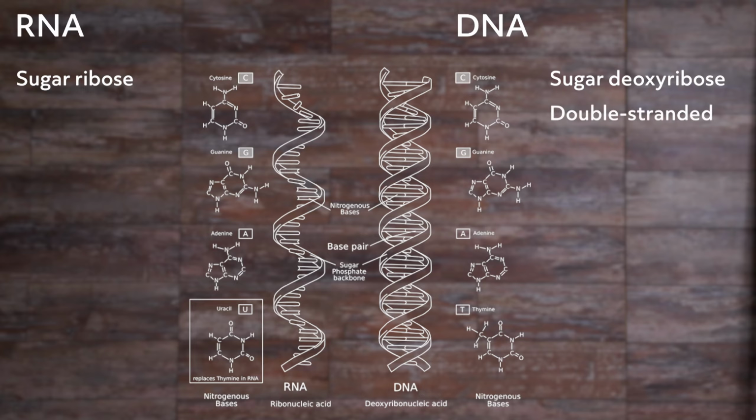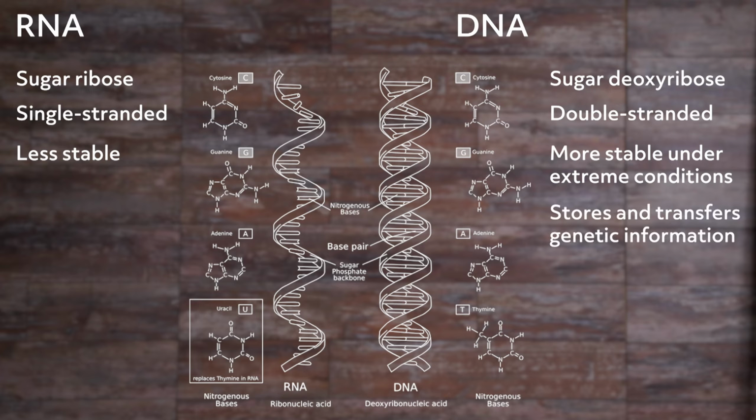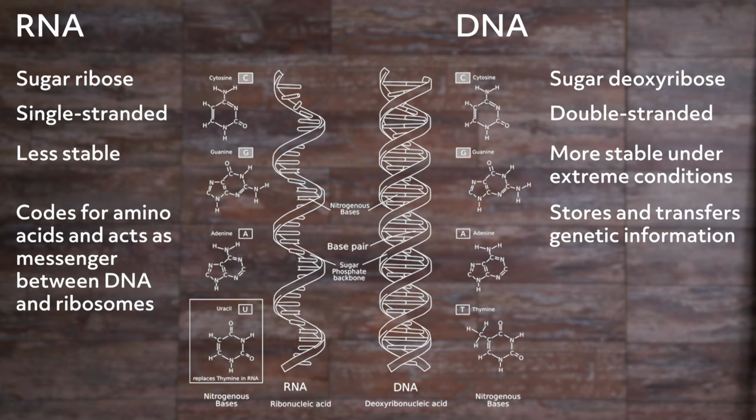DNA is double-stranded. RNA, on the other hand, is single-stranded. DNA is more stable under extreme conditions, but RNA is not very stable due to it only being single-stranded. DNA and RNA perform different functions in humans. DNA is responsible for storing and transferring genetic information, while RNA directly codes for amino acids and acts as a messenger between DNA and ribosomes to make proteins.